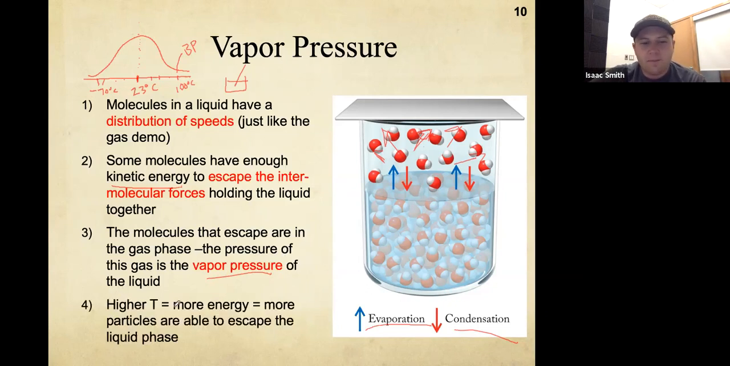So the higher the temperature, obviously the more energy, and the more particles are able to escape the liquid phase. If we look at this graph here in the top left, if the water is sitting at 23 degrees, this is your distribution. But if you add more energy and you have a higher temperature, and now the water molecules are sitting at this average temperature, your distribution is going to look like this. So you're going to have a lot more water molecules escaping into the gas phase.